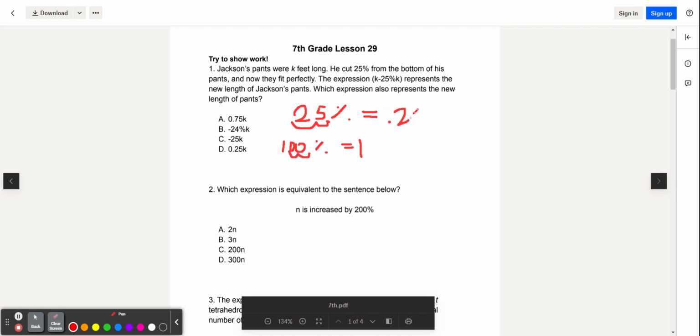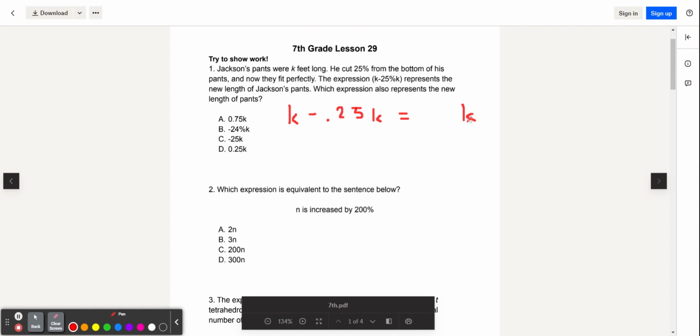So 25% is the decimal 0.25, which is the fraction 1/4. And that should make sense. 25% is a fourth of something, which is 0.25. With that out of the way, let's look at what happens if we plug in the decimal. k minus 0.25k equals what?